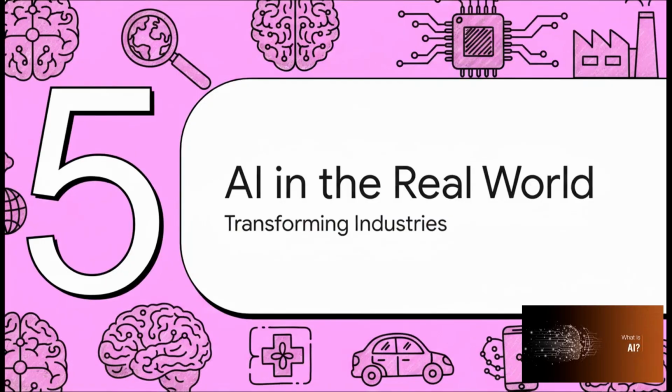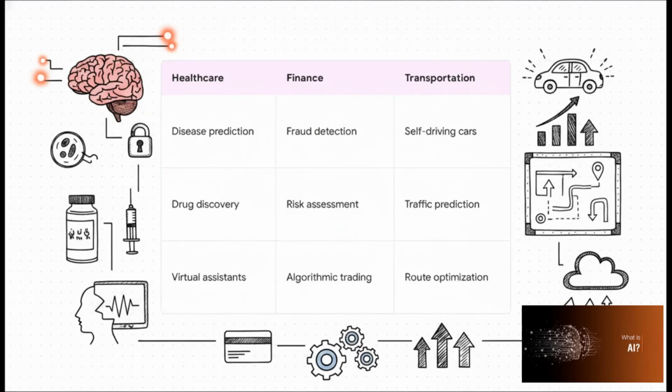Which brings us to section 5, AI in the real world, transforming industries. We are seeing a massive impact across so many different sectors. Take healthcare, for example. AI is being used right now for disease prediction, instantly analyzing medical images, and radically speeding up drug discovery. Over in finance, they're using pattern recognition to instantly flag credit card fraud, assess risks, and run high-speed algorithmic trading. And in transportation, it goes way beyond just self-driving cars. AI is quietly optimizing our delivery routes and predicting traffic patterns to keep global logistics moving smoothly. It's safe to say it's completely reshaping how these industries operate.